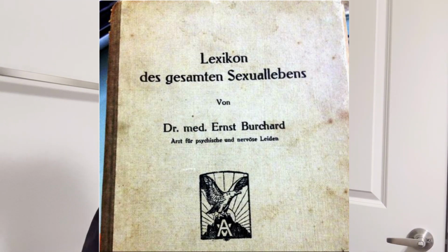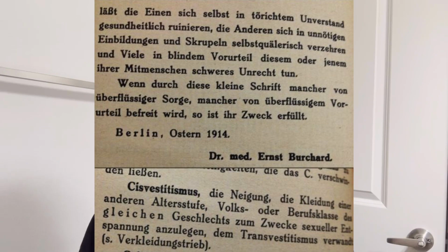So one of Burchard's more notable works, he wrote a journal in 1914, and bear with me here, it's titled Lexikon des gesamten Sexuallebens, which roughly translates in English to Lexicon of the Entire Sex Life. This journal of his was the very first recorded usage of the term cisgender. Cisvestismus in German. Now I'm going to read Burchard's definition here. He used this word to refer to those who had the inclination to put on the clothing of other ages, classes, or professions, and the same gender for the purpose of sexual recreation. In English, we've simplified this as people who identify with the gender they were assigned at birth.